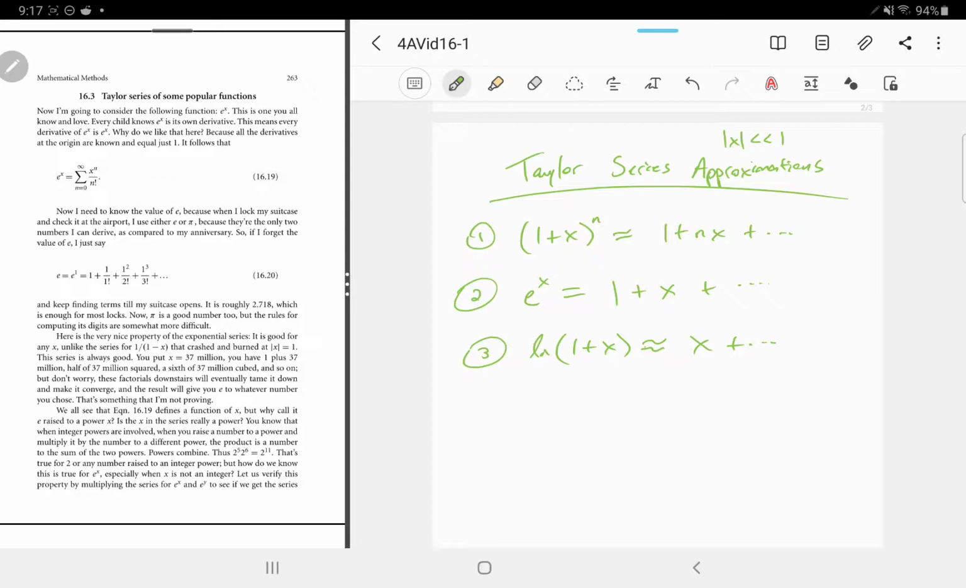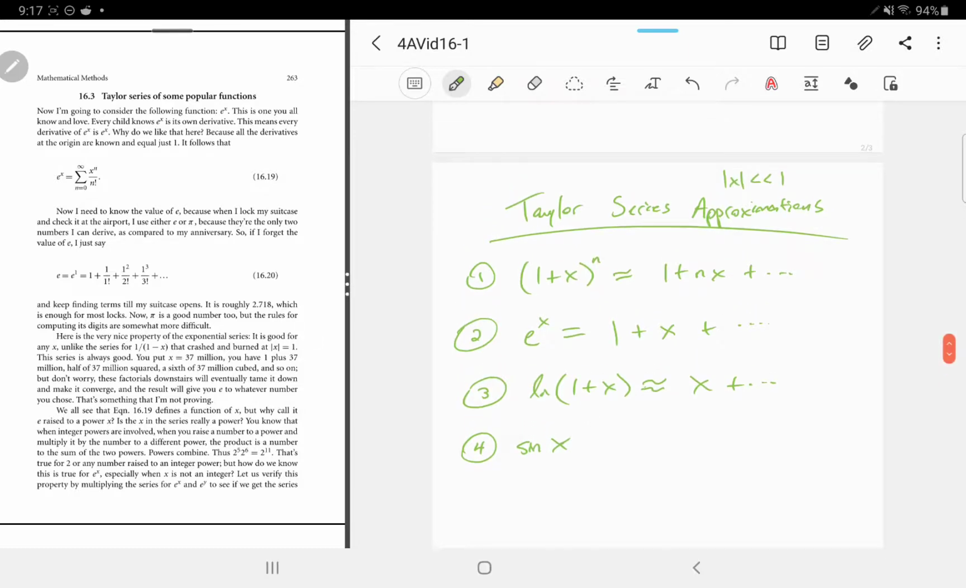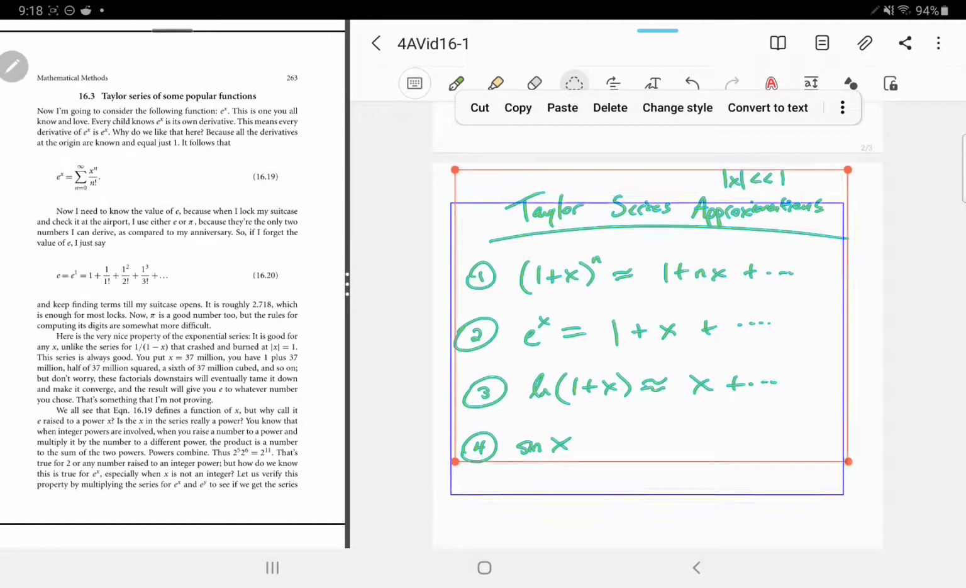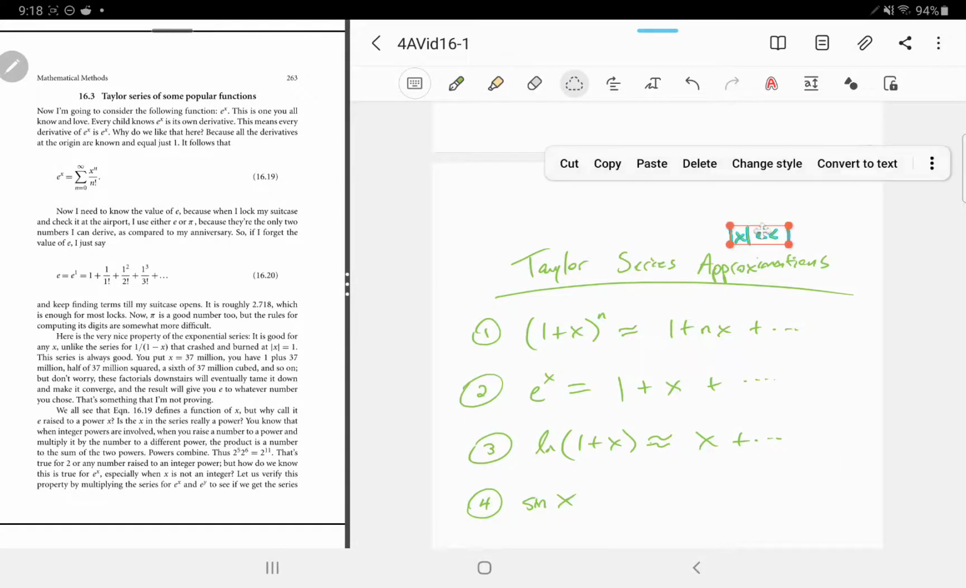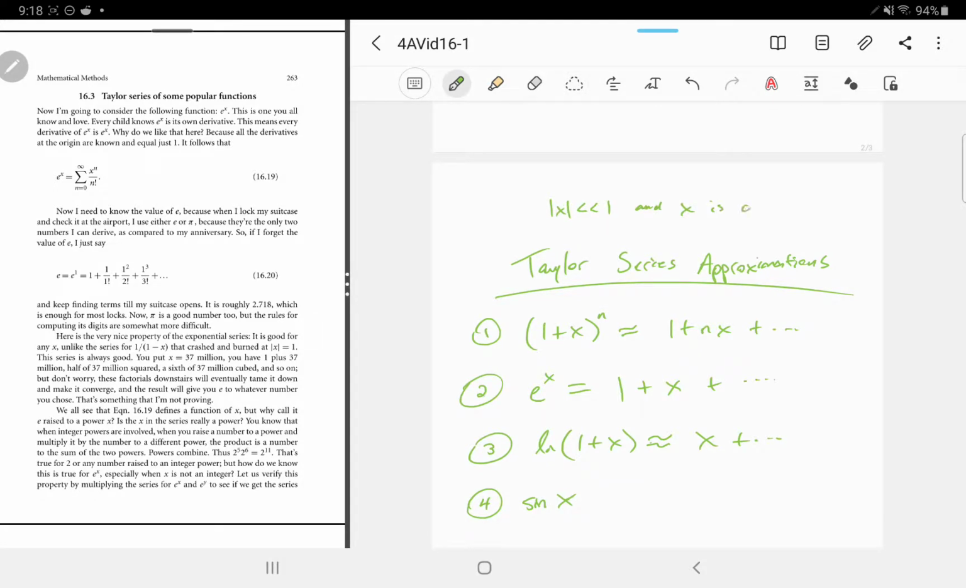Okay, so exponentials and logs. The other thing that will pop up often are sines and cosines. So sine of x, and by the way, x has to be dimensionless. I'm going to scoot this stuff down, actually. So not only is x much, much less than 1, but also x is dimensionless.